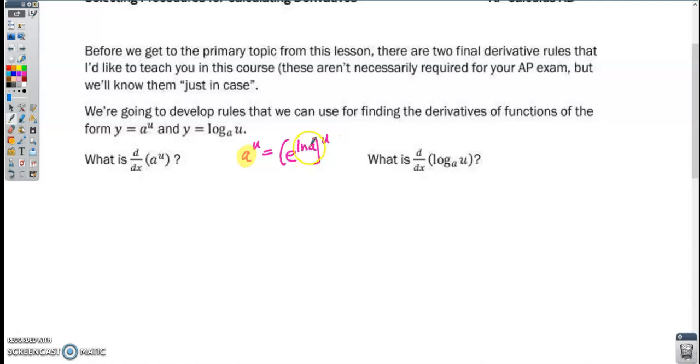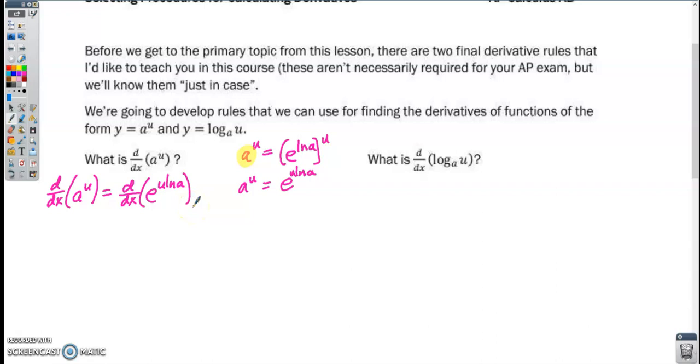And then applying exponent rules, when I have something raised to a power and I raise that to a power, we're multiplying these exponents. And so a to the u is equal to e to the u times the natural logarithm of a. And we're going to use that relationship in order to help us find the derivative here, and derivative rules that we already know. So the derivative of a to the u is equal to the derivative of e to the u natural log of a. I sometimes just say e to the u ln a.